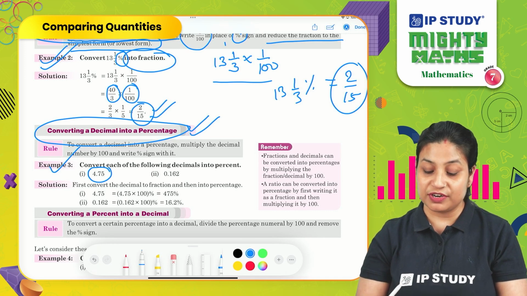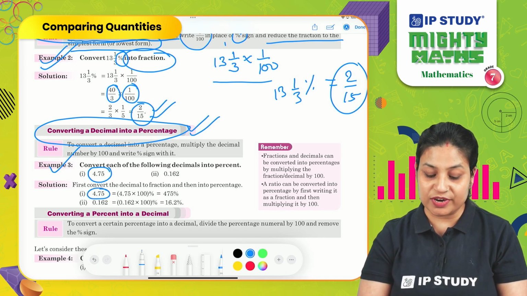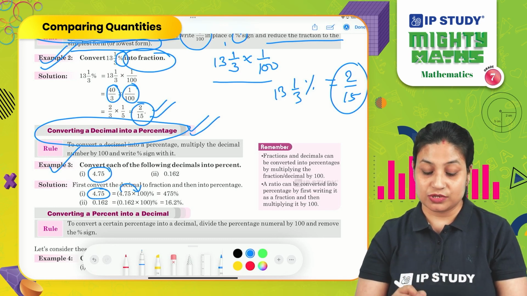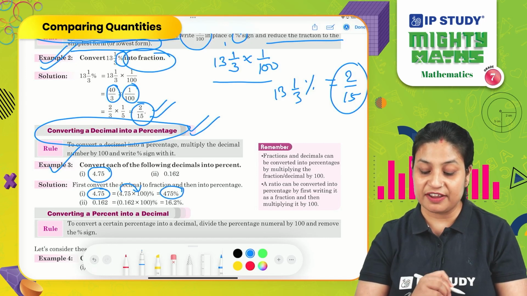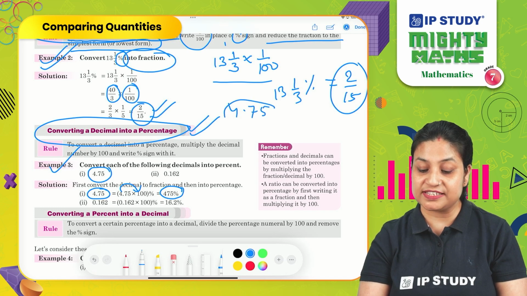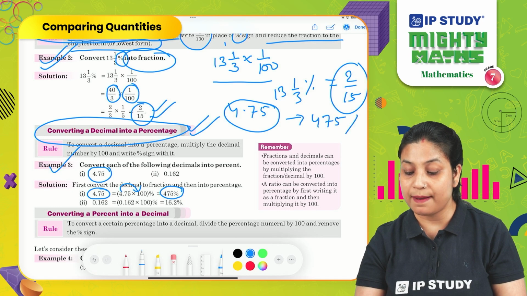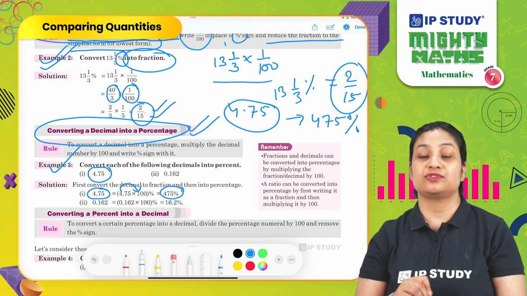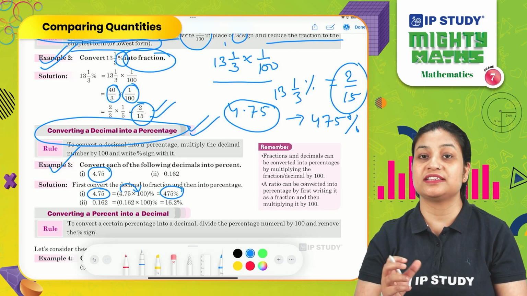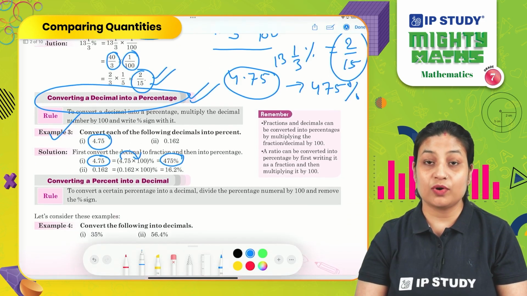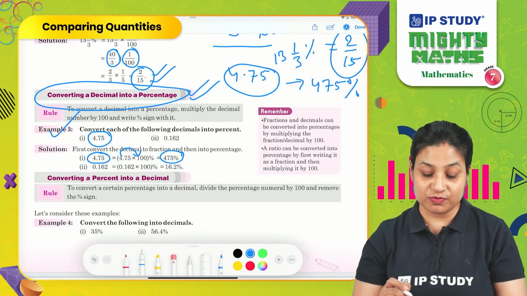For that, what we will do? We will simply multiply 4.75 with 100 and put the percentage sign with it. So when we do so, what we will get? We will get 475% as our answer. It means 4.75, this decimal number, when converted into percentage, you will get 475%. So what we have done over here, we simply multiplied decimal number with 100 in order to convert it into percentage. So I hope this example is very clear to you. Now let's move on to the next case.